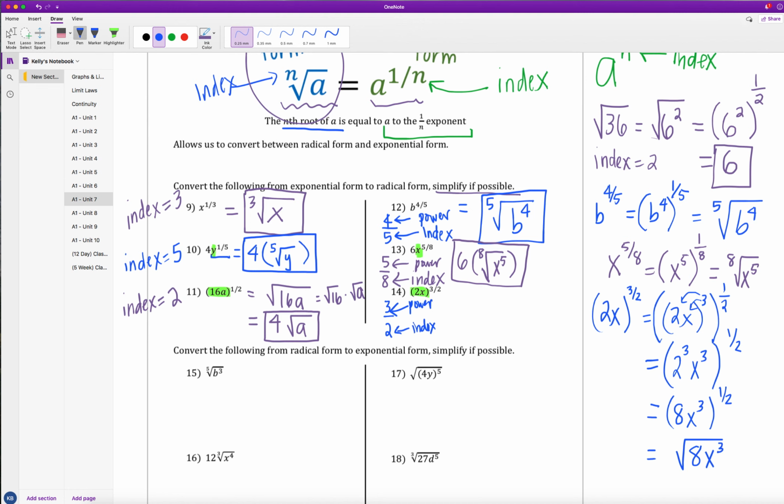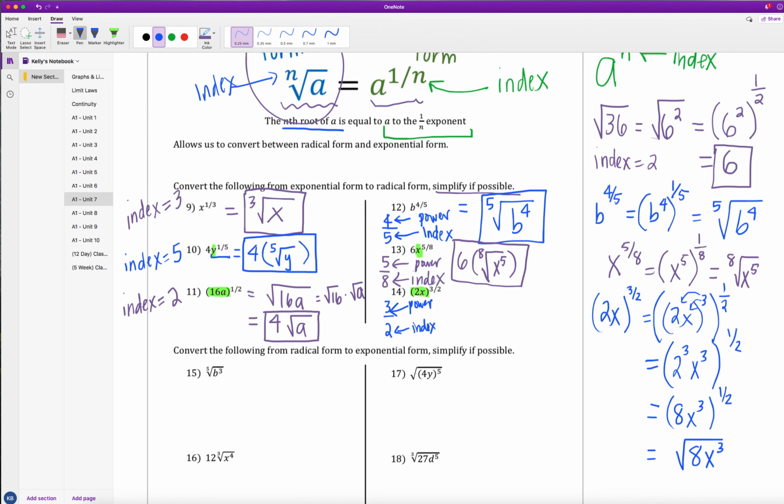The last thing I have to worry about in here is, we're all in radical form, that's good, but can I simplify the 8 anymore? So the square root of 8, it's not a perfect square, but can I simplify it more? What do you guys think? I could simplify it more.